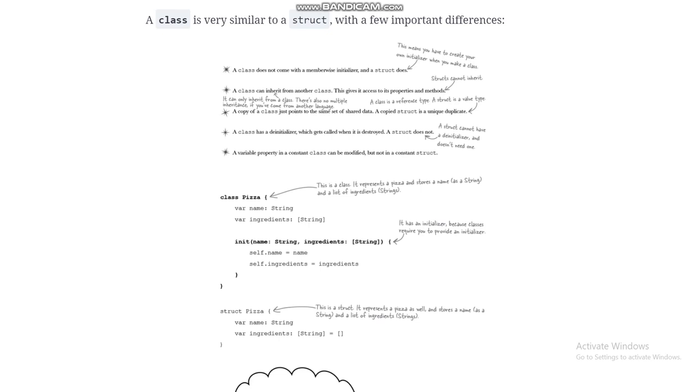And a class is a reference type, and a struct is a value type. This is what we were talking about, and also a copy of a class points to the same shared data, while a copy of a struct is a unique duplicate, right? A class has the initializer. We will talk more later about it, and about variable properties as well.